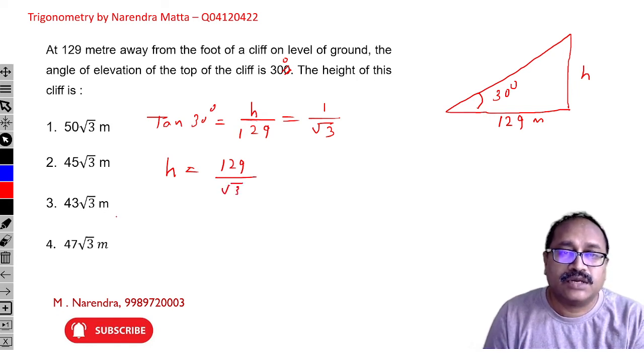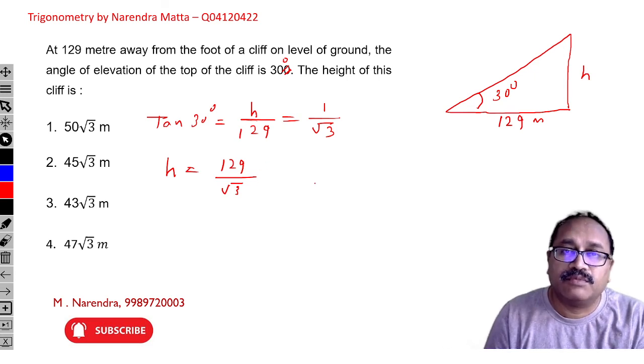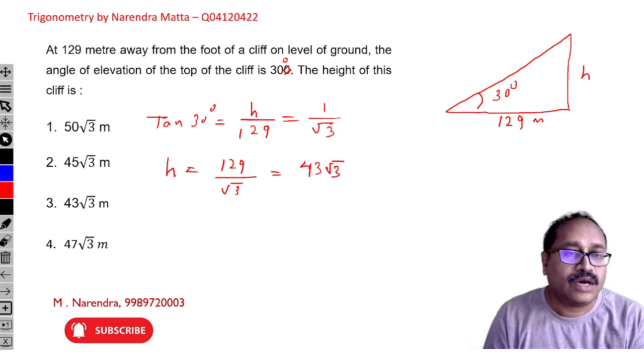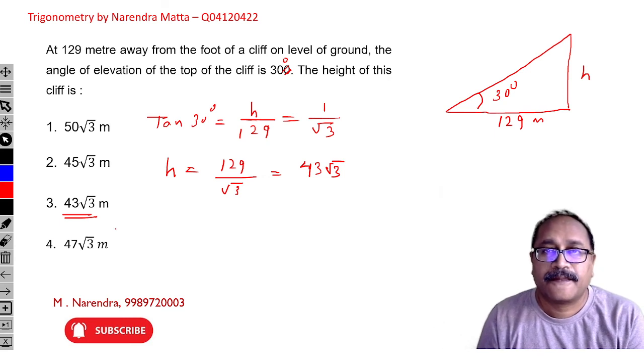But the options are in a different format, so rationalize it by multiplying root 3 by root 3. So you will be getting 43 root 3. Check, do you have option 43 root 3? Yes, 43 root 3. That's your answer.